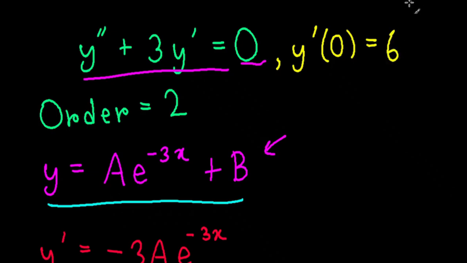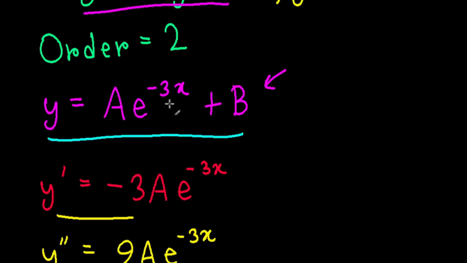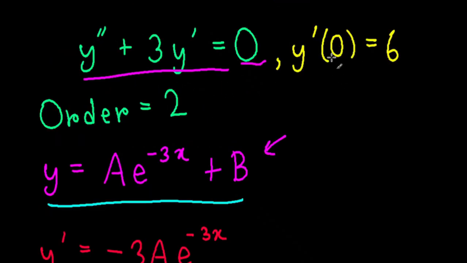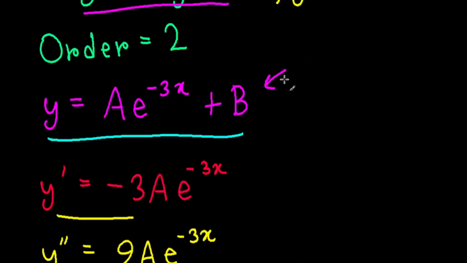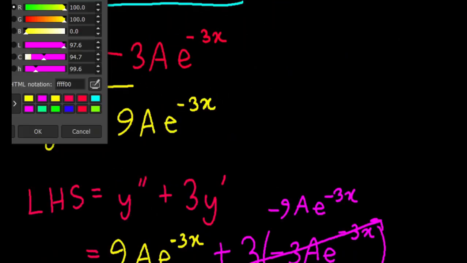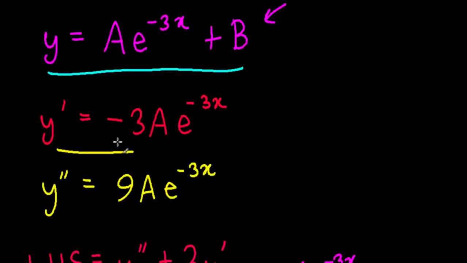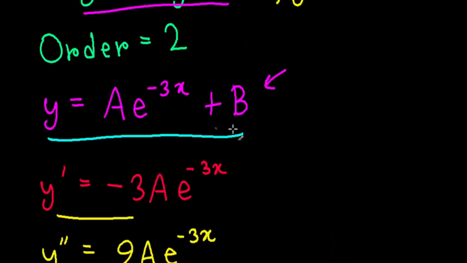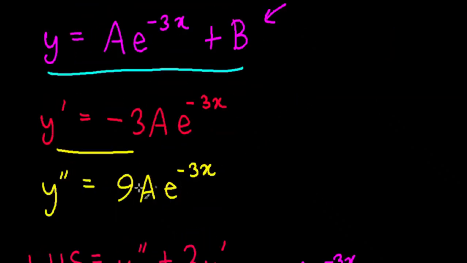Now, this is the general solution, and I want to find the particular solution. So let's use the initial condition. One thing that's convenient for us is that, after verifying that it's a solution, we already found the first derivative. Let's plug these values right into the first derivative.